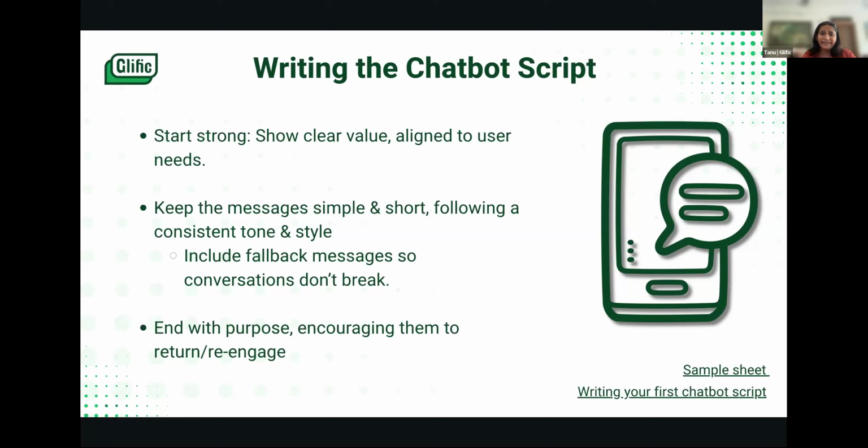And the last bit is, end always with a purpose. If the conversation has ended, then if it's a pull use case, how can a user come back to your chatbot if they wish to? What do they need to do if they want to come back? What will make them come back? Have that communicated very clearly at the end of your message, because you don't want the conversation to end there, but instead motivate them to engage further. So that's very important.